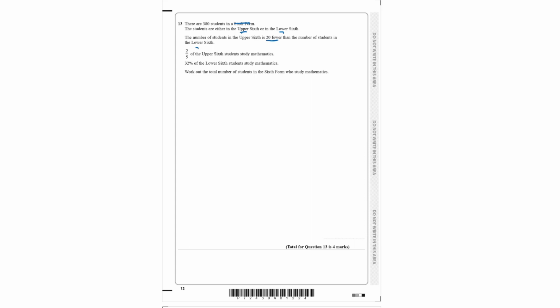So if we're able to find how many students are in the upper sixth and the lower sixth, we can then find who studies mathematics in both and then combine those. So firstly, let's find out how many students there are. The upper sixth is 20 fewer, so we can write x minus 20 is the upper sixth, and the lower sixth, that's simply x, is equal to 380. So we can bring negative 20 to the other side, and we have x plus x, which is 2x, is equal to 380 plus 20, so that's 400. Divide both sides by 2, and we have x is equal to 200.